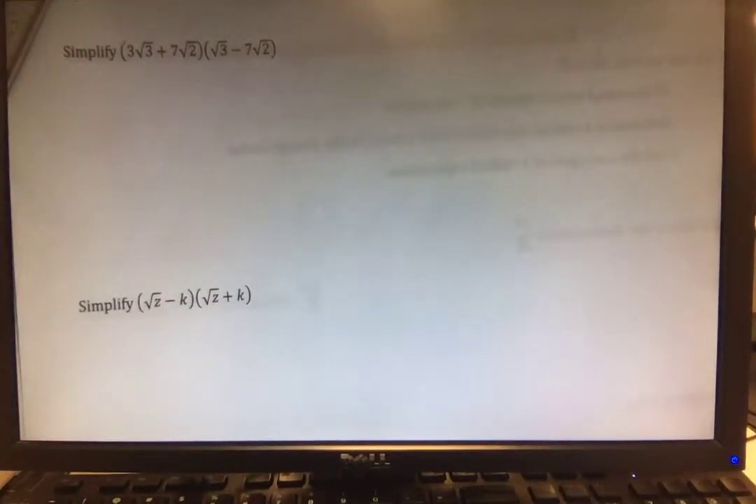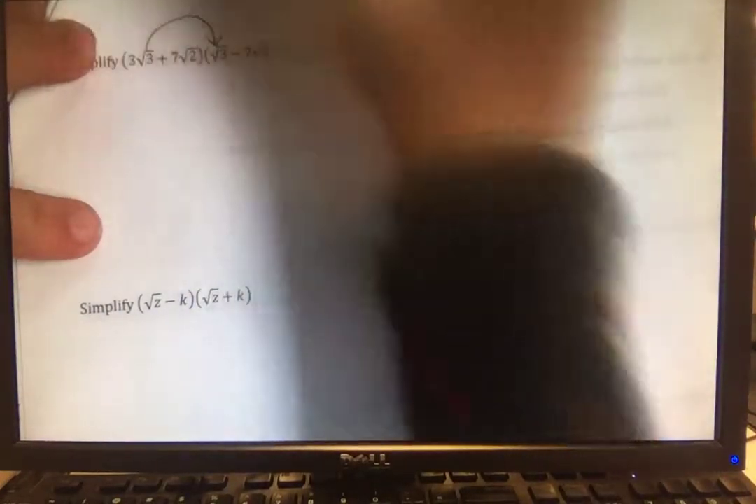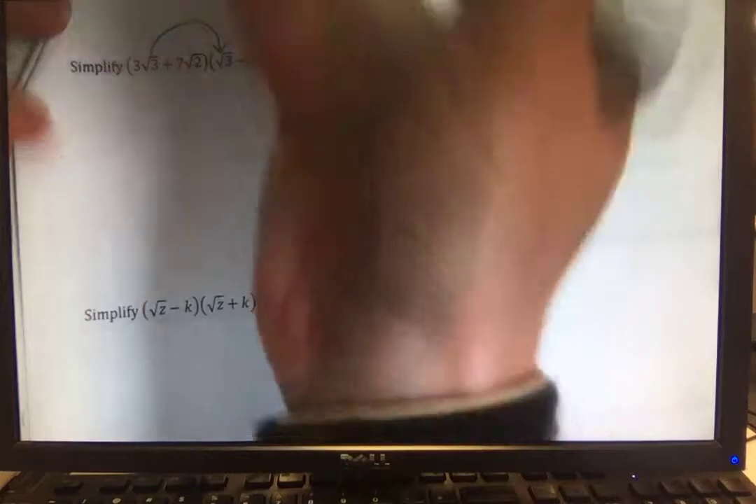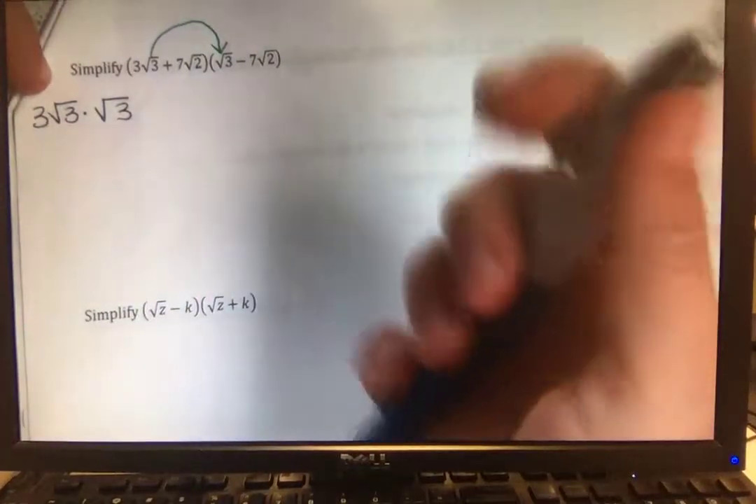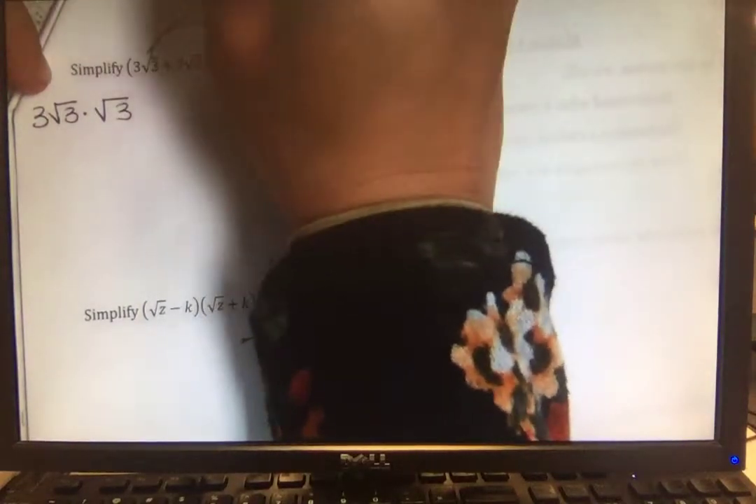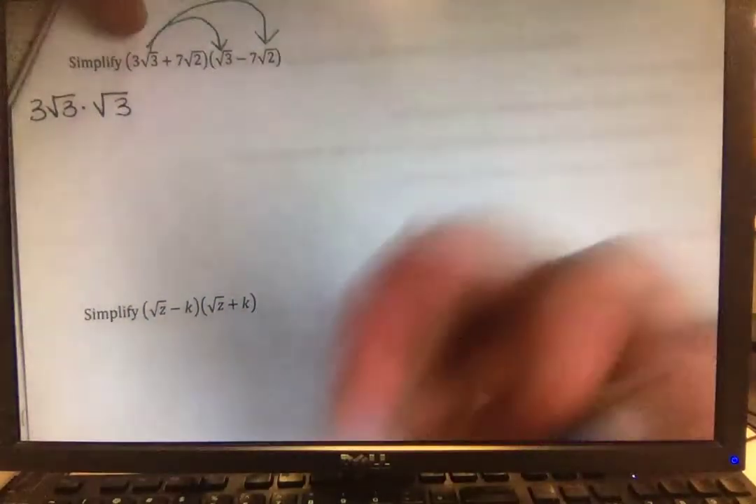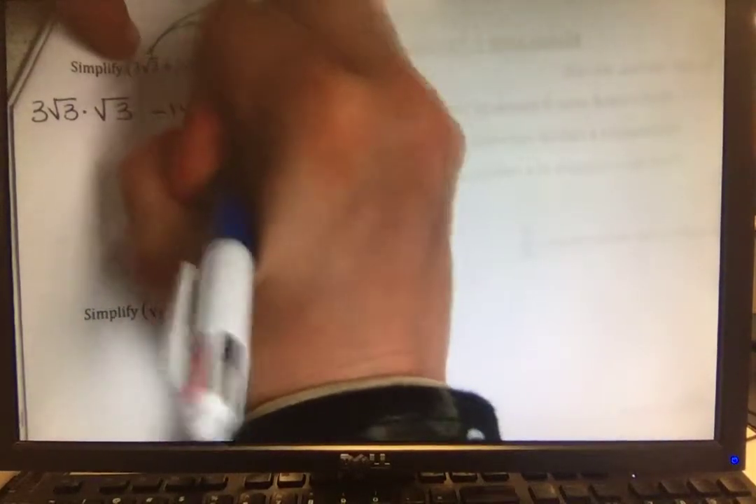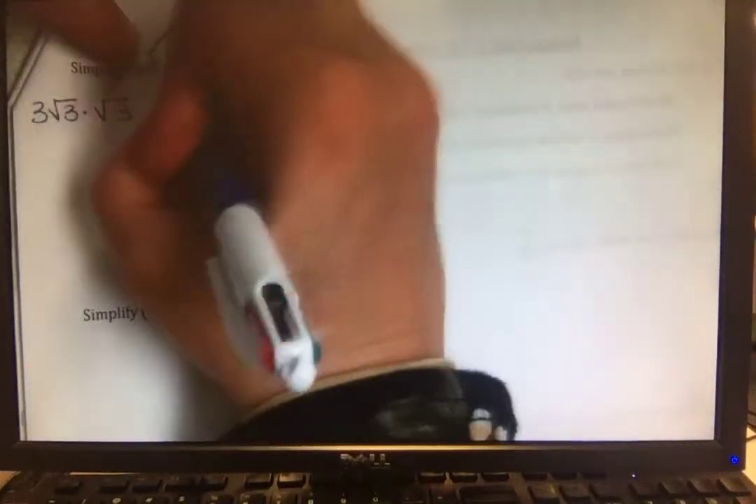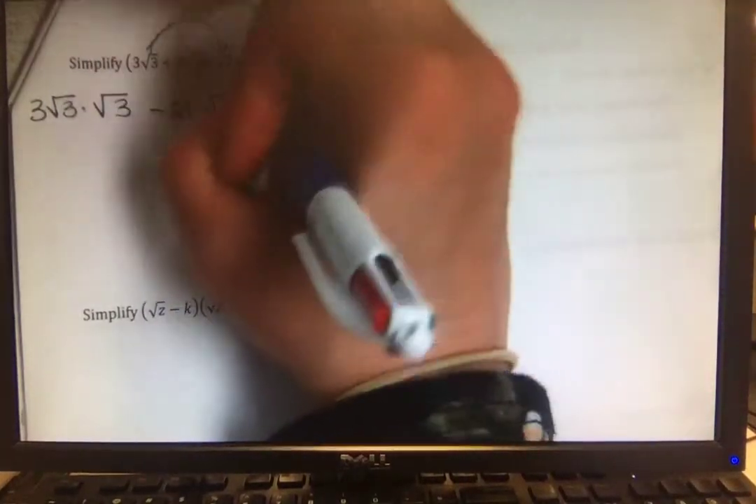Simplifying 3 square root of 3 plus 7 square root of 2 times the square root of 3 minus 7 square root of 2. So just like last time, we are going to distribute 3 square root of 3 times the square root of 3. Three square root of 3 times negative 7 square root of 2. So 3 times negative 7 is negative 21, square root of 3 times the square root of 2.